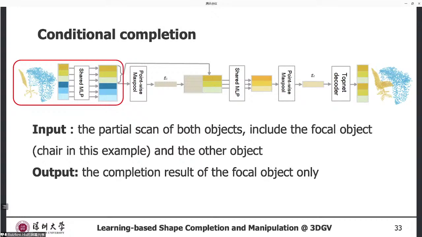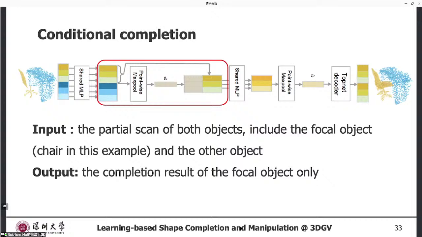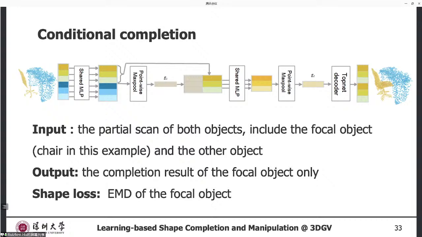To gather information for completion of the focal object, we expand and pad the global features only to the point features of the focal object to gather new global features specific to the focal object to guide the completion. We use Earth Mover's Distance as the shape completion loss in each completion step.